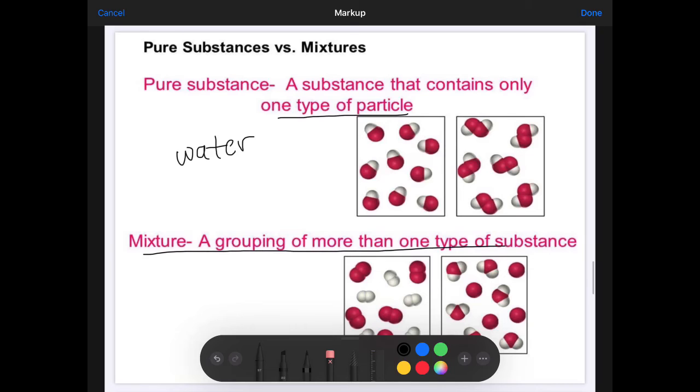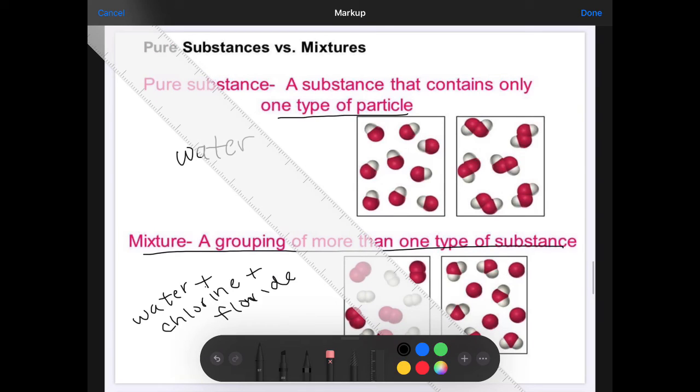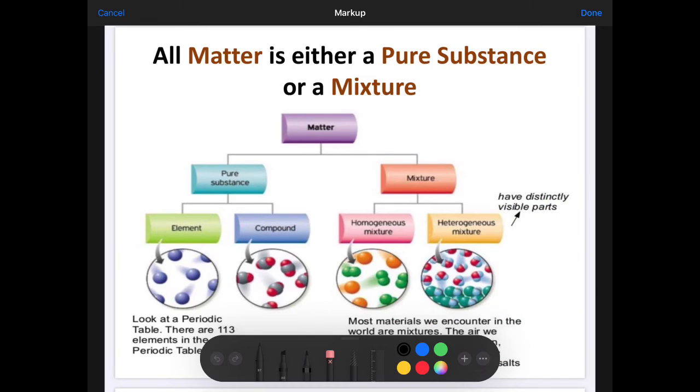Now, a mixture, we're grouping more than one type of a substance. That would be like your water plus your chlorine, so that it's clean, plus maybe fluoride, so that your teeth are getting nice and clean as well. So when you think of a pure substance, I told you to think about water. Now, water is a compound. That's because it is multiple kinds of elements put together. It's hydrogen and oxygen. But you're saying to yourself, Miss Wall, a combination must be a mixture.